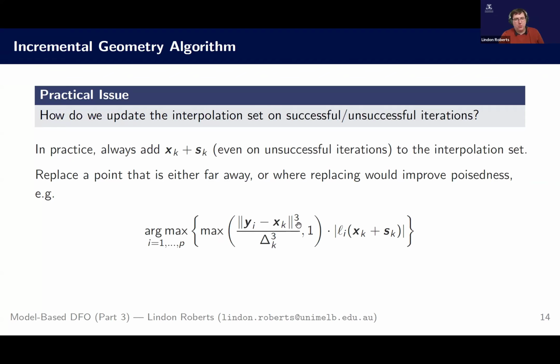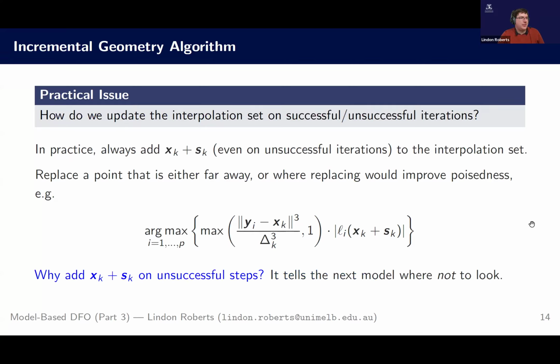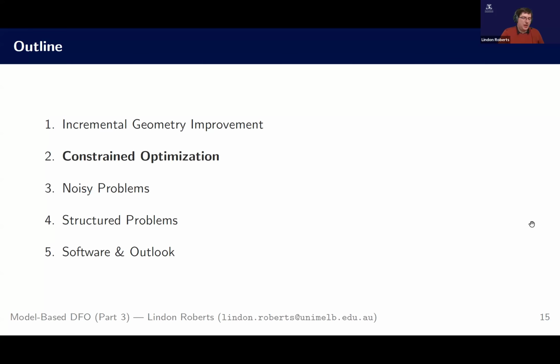So this is, for example, one approach that is used in some widely used software, where we multiply the absolute value of the Lagrange polynomial with a quantity that represents the distance to xk as a multiple of delta k. The power 3 here is basically saying we care a little bit more about points that are far away than we care about geometry, and this seems to work quite well in practice. My experience is actually even higher powers than 3 are also quite good. And as I say, we're adding on successful steps. We add even on unsuccessful steps so that we know where not to look.